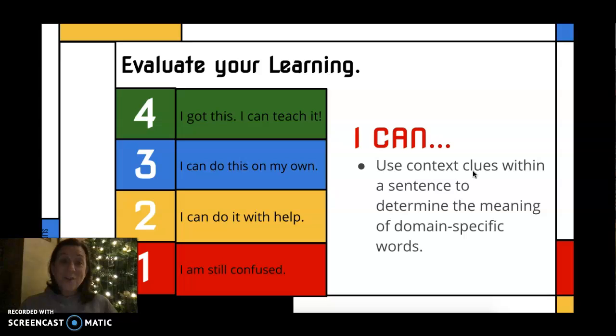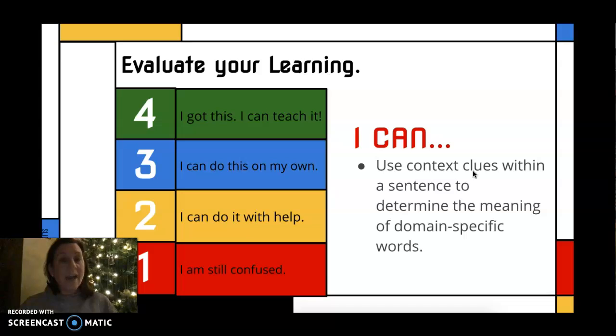Okay, so I want you to evaluate your learning on our goal: I can use context clues within a sentence to determine the meaning of domain-specific words. We're back to our 4, 3, 2, 1. Think about what I taught you and what you learned. Are you a 4? I got this. I can teach it. Are you a 3? I can do this on my own.